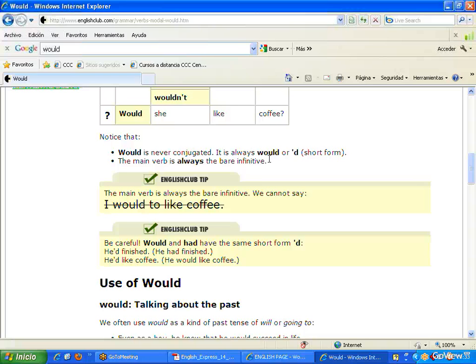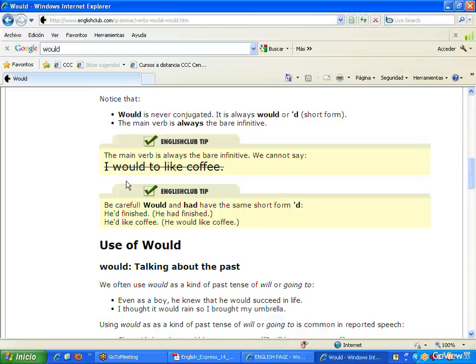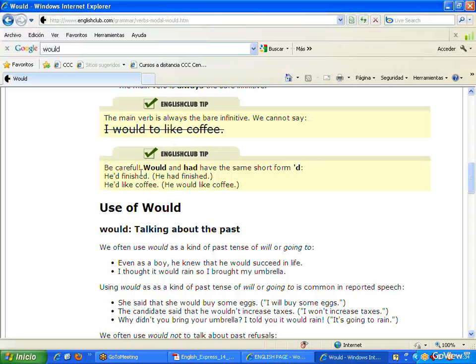And here's what I explained earlier. Be careful because would and had have the same short form of 'd. Okay? So he'd finished, he had finished. He'd like coffee, he would like coffee. Okay? Now, you can see in the sentence, you can't say he would finished. It's impossible to say he would finished because there's no conjugation. You have to have a bare infinitive, which would be finish. He would finish. Okay? Never he would finished.